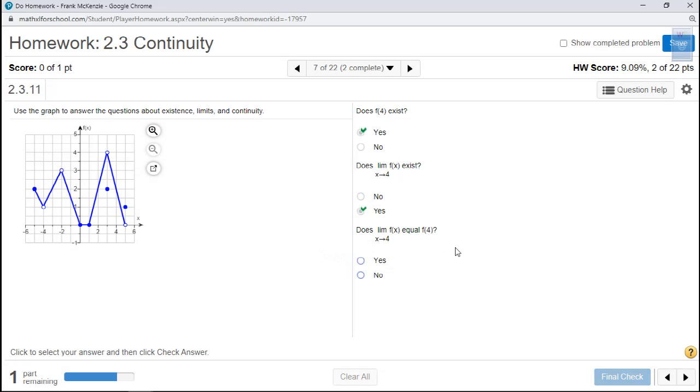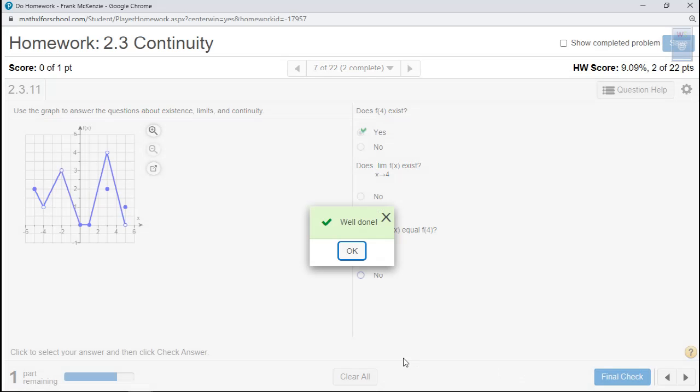So when we put those two things together, does the limit as x approaches 4 of f of x equal f of 4? Well, f of 4 is going to be 2. Approaching from this side and from this side, it's still approaching 2 on both sides, so yes, it does.